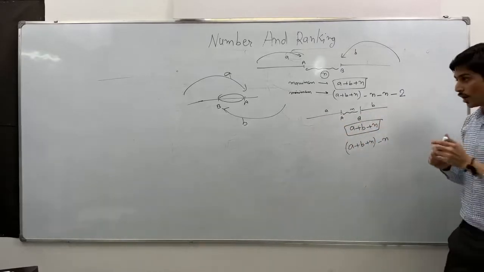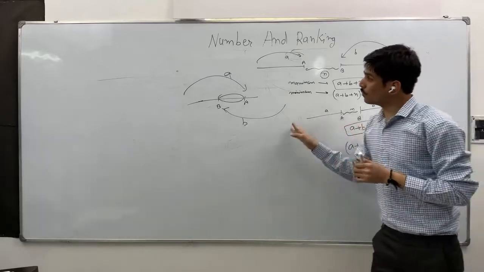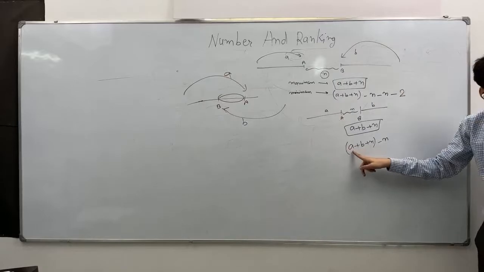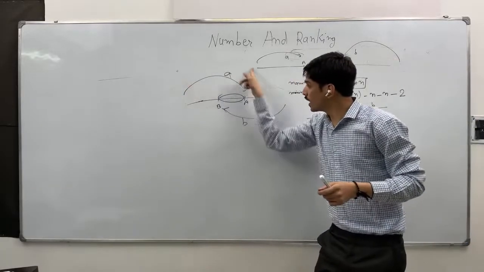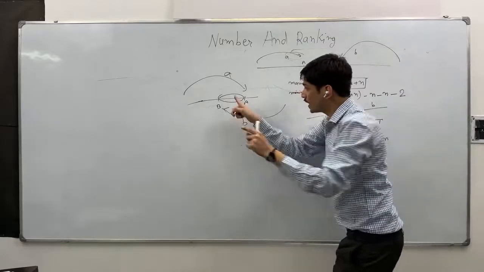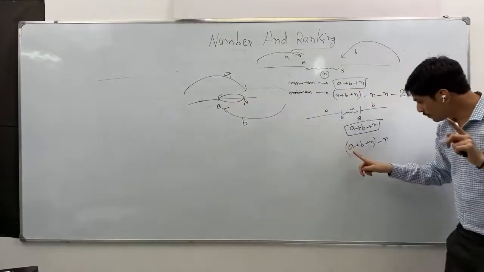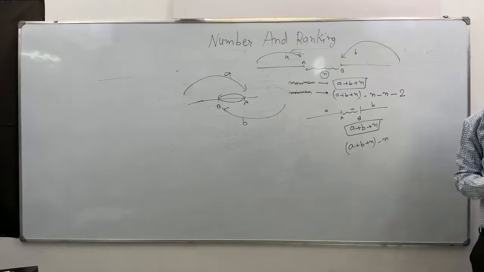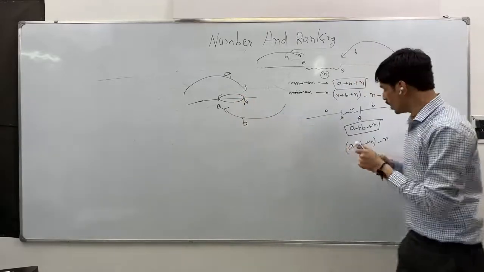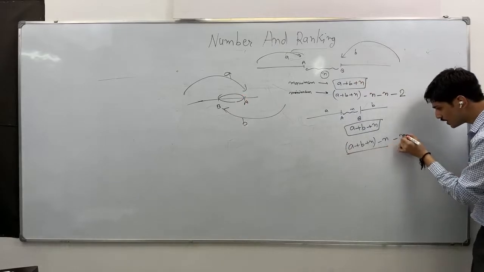Clear? Now, in case of minimum, what will be the condition? This condition will be there. If I am writing a, then I am adding these n students. If I am writing b, then again I am adding n students. It means if I am writing a plus b, then I am considering these students twice. So from this sum I have to subtract n.